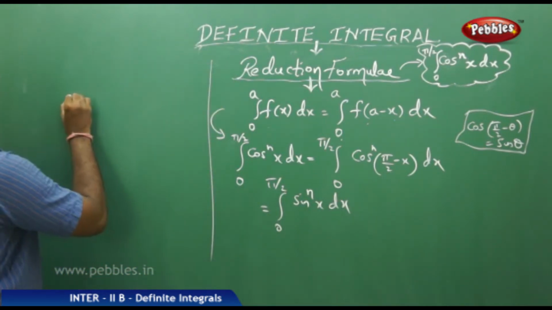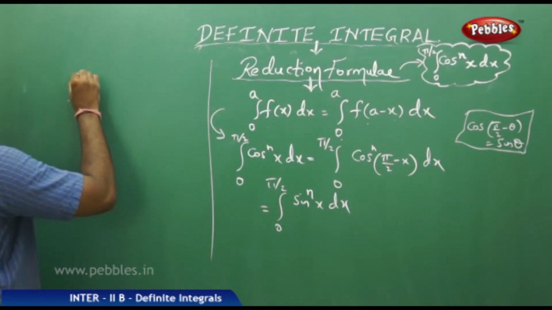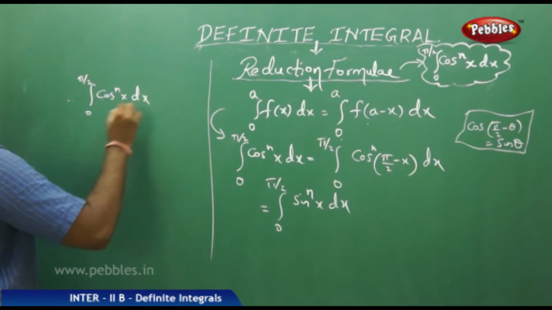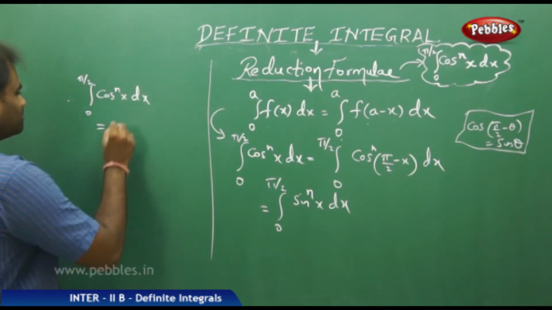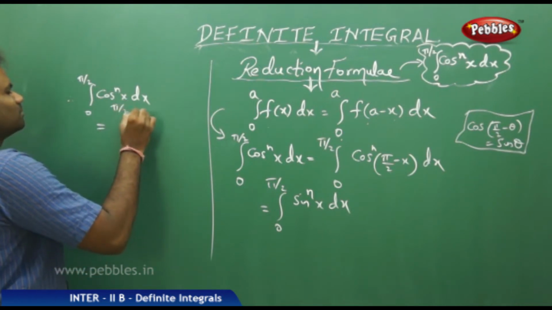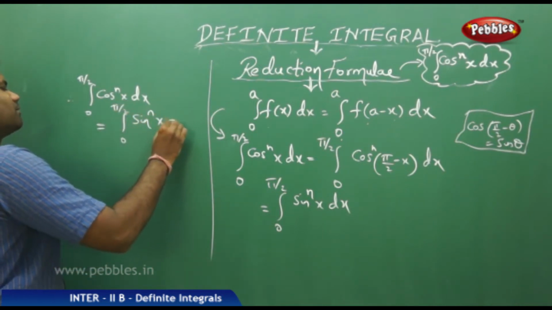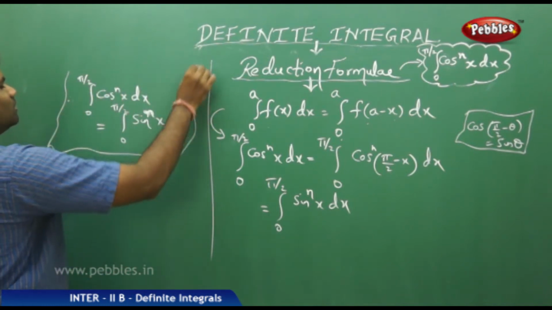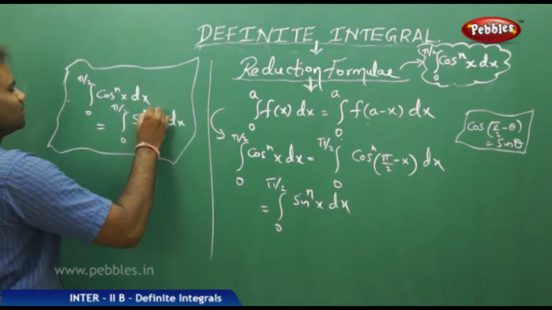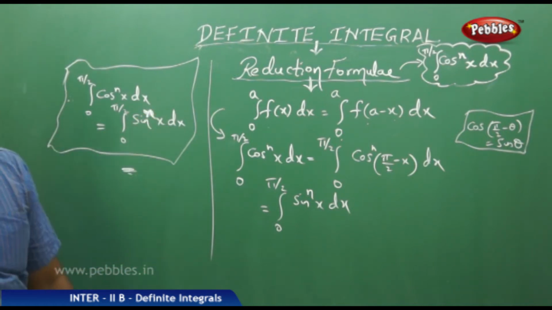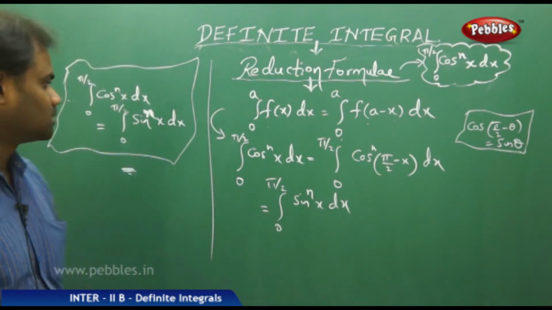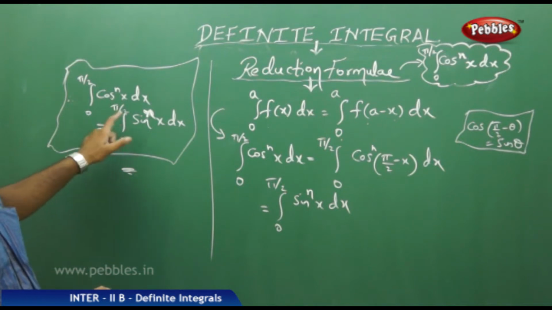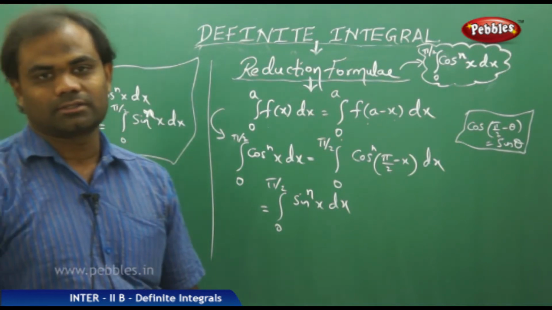Therefore, integral of 0 to pi by 2 of cos power nx dx will be integral 0 to pi by 2 of sine power nx dx. Both are equal. That is how we understand the two formulae are connected. Integral 0 to pi by 2 of cos power nx dx is equal to integral 0 to pi by 2 of sine power nx dx.